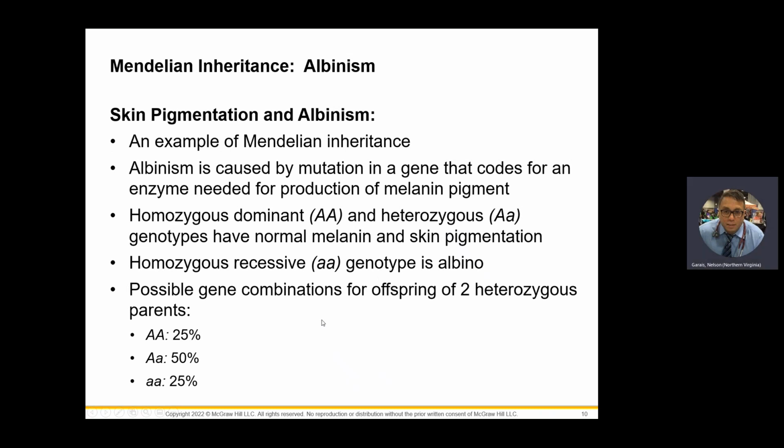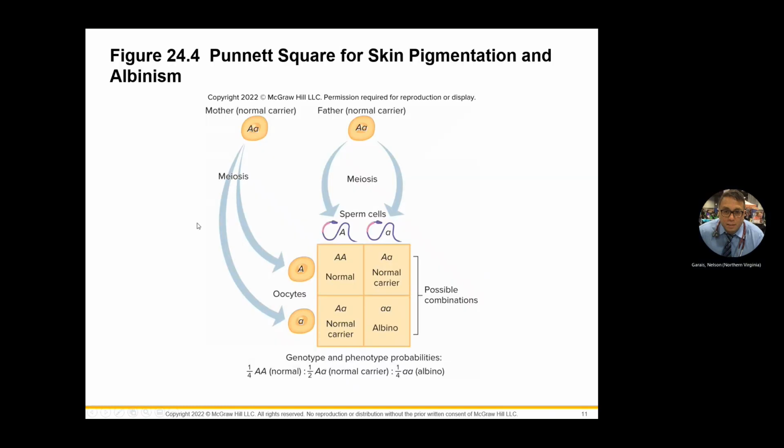A classic example is skin pigmentation. So let's look at this chart right here. So of course, daddy is always going to be up top because you see that sperm cells. Mommy is always going to be here. So let's say daddy was heterozygous dominant, has a capital A and a lowercase a. Mommy was heterozygous as well, capital A, lowercase a. So they're both carriers because they're heterozygous dominant.